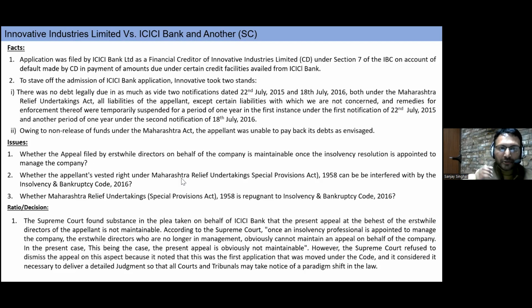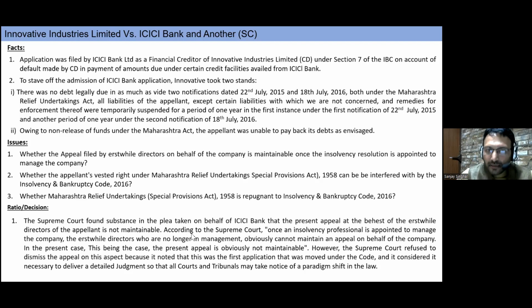Basically, the appeal in the Supreme Court was filed by the director of the company on behalf of the company. Since the application was already admitted by the NCLT, the director was not authorized to file the appeal on behalf of the company, as they had already been suspended when the application was admitted by the NCLT. When these issues went in front of the Supreme Court, it decided that it would admit the appeal, because the Supreme Court found substance in the objection taken on behalf of ICICI Bank that the present appeal at the behest of the erstwhile director of the appellant is not maintainable.